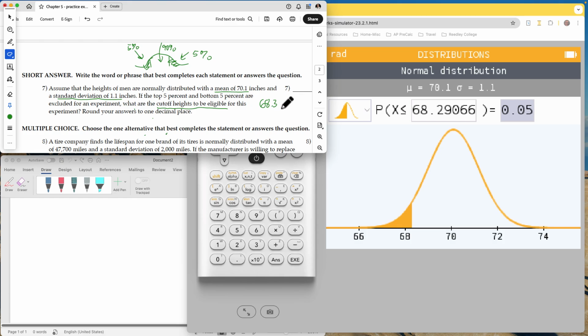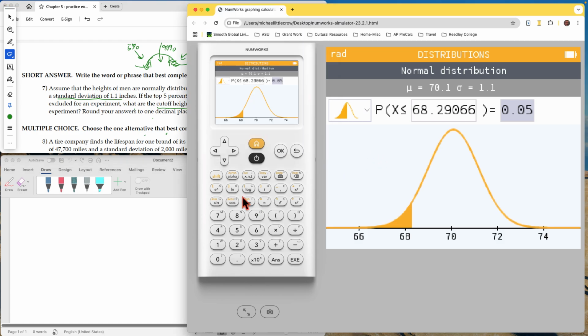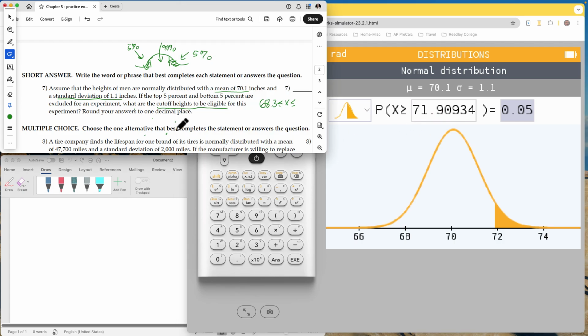Then I'm just going to go like this, less than X, and then the higher end would be to come over here and say, okay, we want the greater side, and we want to see what that looks like. The top 5%, 0.05, is also going to get excluded. So that's up to 71.9. So you could do that. That's exactly what the question's telling us to do.